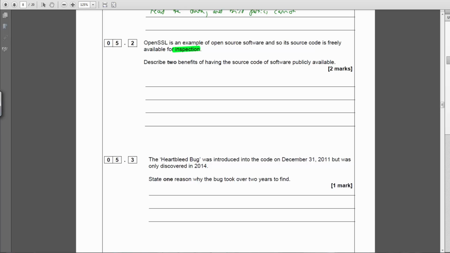There are quite a few reasons why it's good for source code to be publicly available, but inspection implies people are looking for things, so you can guess what the answer is going to be. When you have software openly available, when people can see the source code, they can test it for errors, and lots of people can use it and test it. The testing budget of a small development team probably wouldn't allow massive amounts of testing, whereas if it's publicly available, lots of people can test it in theory. So let's write that up.